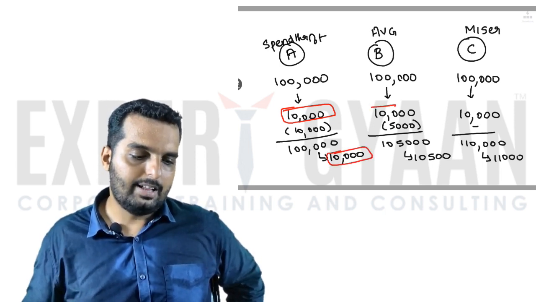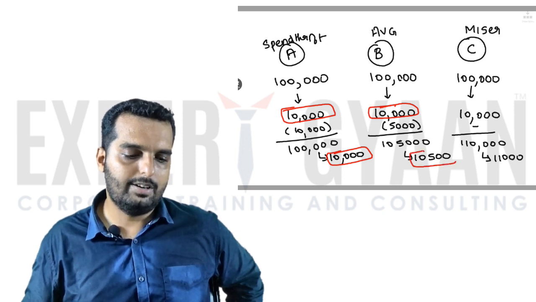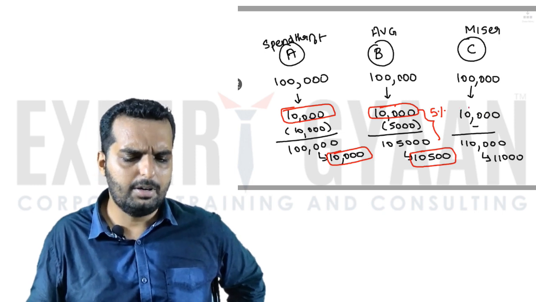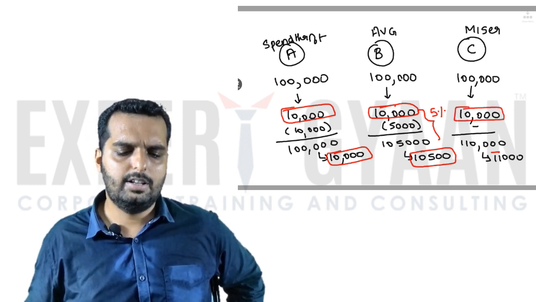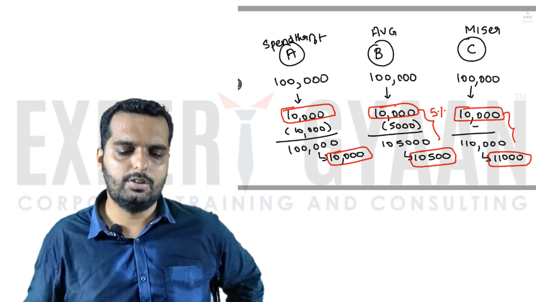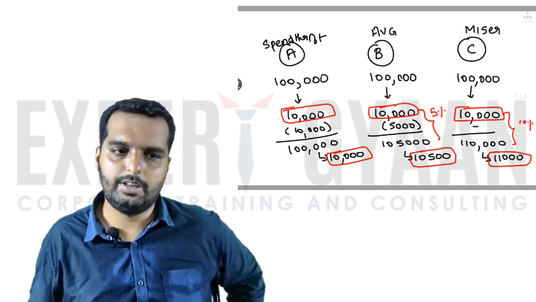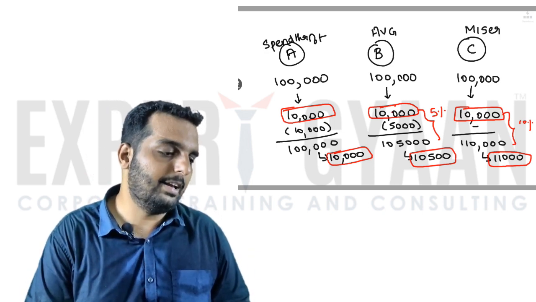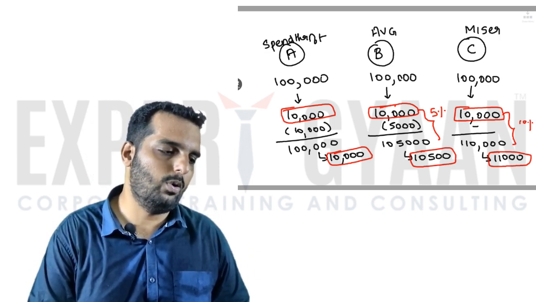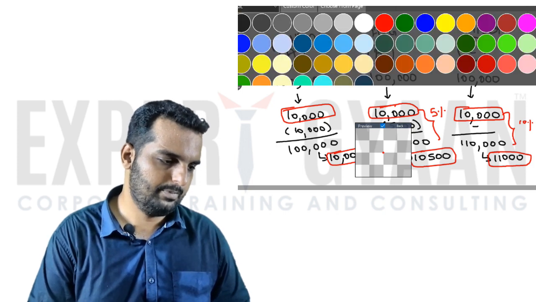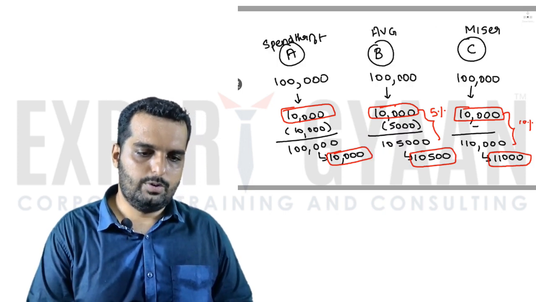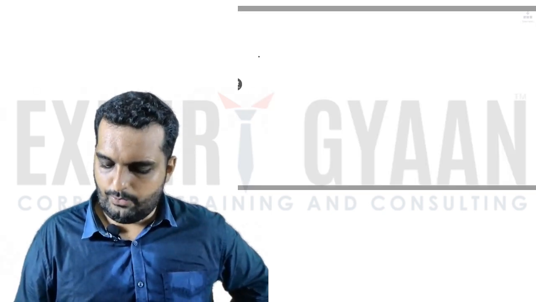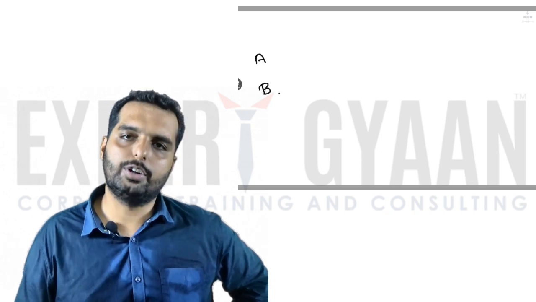B earned 10,000 last time, this time he is earning 10,500, so he is actually having a growth of 5%. C last time earned 10,000, this time he has earned 11,000. So his growth rate turns out to be 10%. Everybody clear? 0%, 5%, 10%. This same answer can be derived using a particular formula also. Let's go to a fresh page. The formula is retention ratio into rate of return.